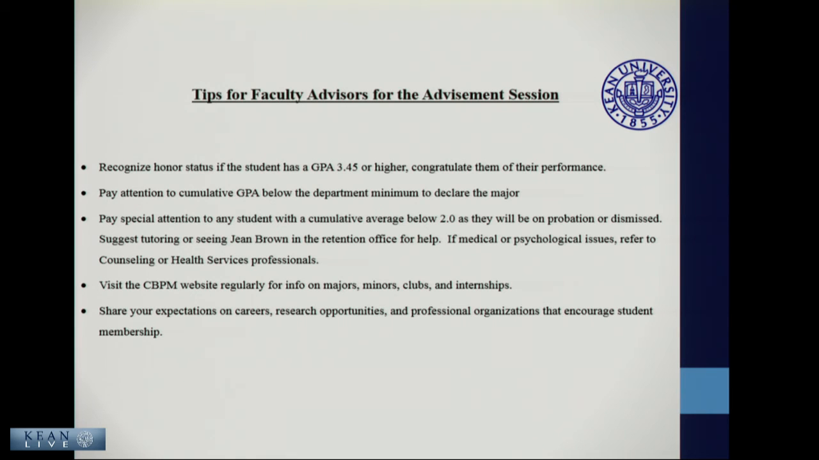And the last thing is to share your expectations on career and research opportunities and internships you might know of. This is where students, and I did work on this, okay, as a graduate student, on advisement delivery systems, students feel most comfortable and trust the information most from faculty on career-related information. You are the experts on that. Okay, that information you give them, they will take to heart.